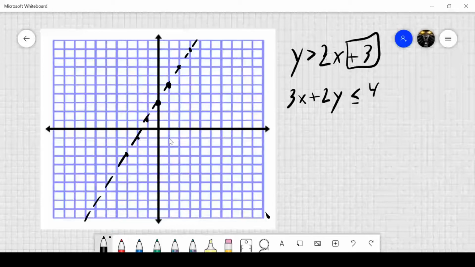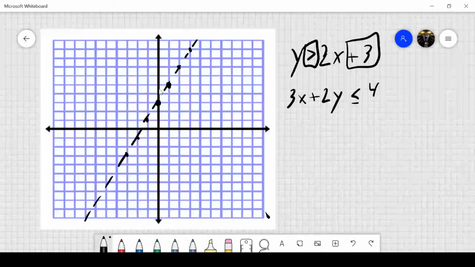It's because this is not an equal to equation. Notice, this is just greater than. If it was greater than or equal to, or inclusive, it would have a solid line. Because it's strict, it only has the dotted line. That means that this line is not actually included in our solution. But what does our solution actually look like? That's where the shading comes in. That's where we want to shade.